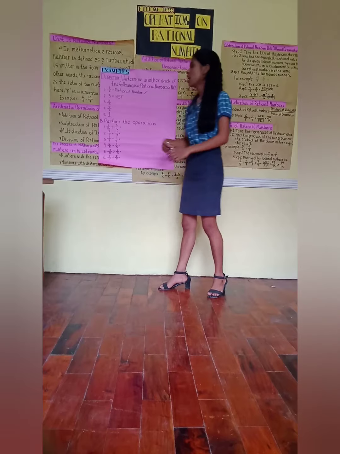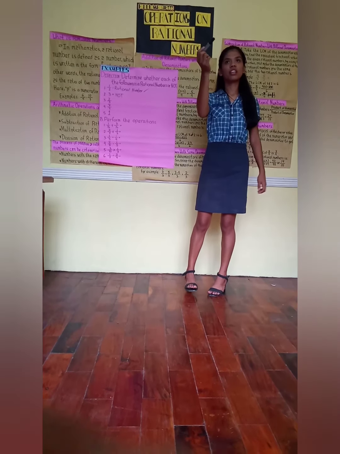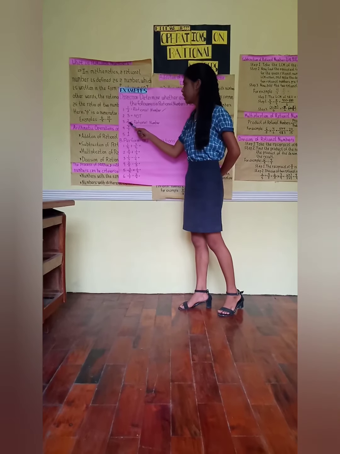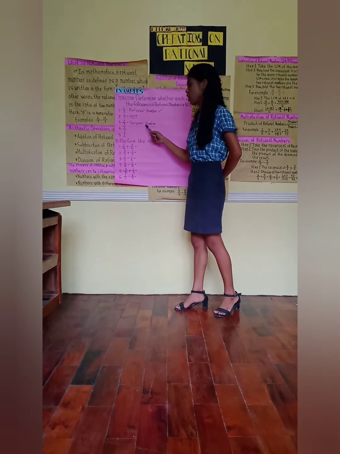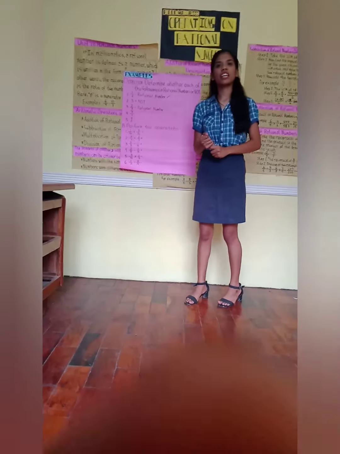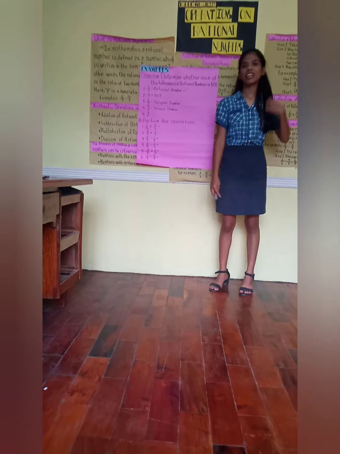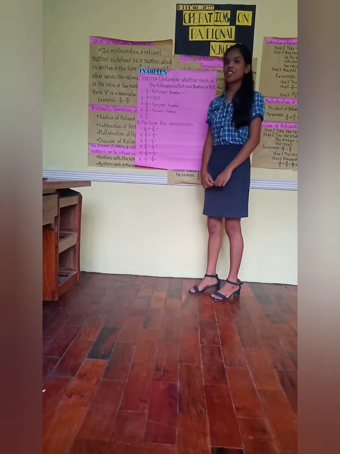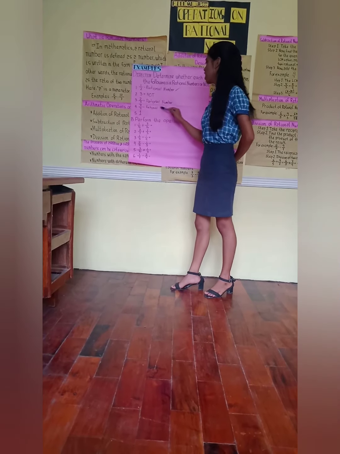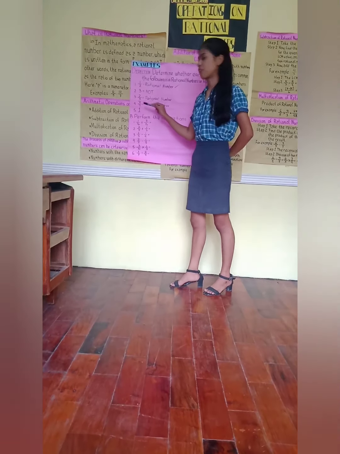So very good. Number 3, who wants to try? Okay, very good. 2/3 is a rational number because it is a fraction. Number 4, who wants to try? Miss Joyce. So very good, Miss Joyce. 7/2 is a rational number because it is a fraction.